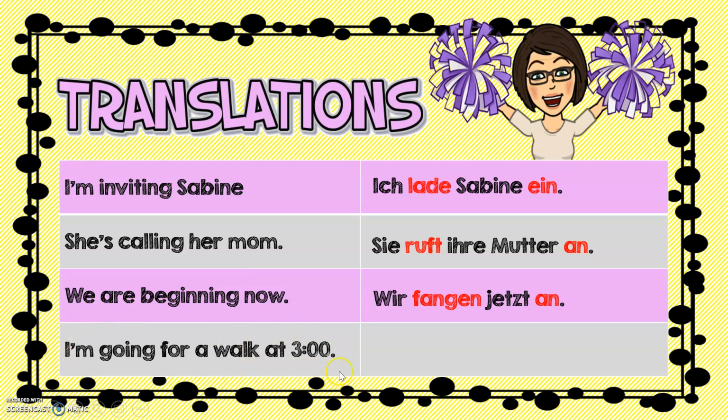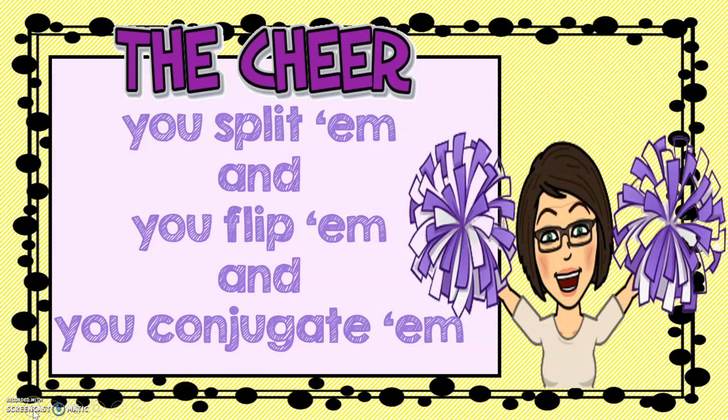I'm going for a walk at 3 o'clock. It's really long in English. It's pretty short in German. Ich gehe um 3 Uhr spazieren. The infinitive is spazieren gehen. Remember, you split them, you flip them, and you conjugate them.